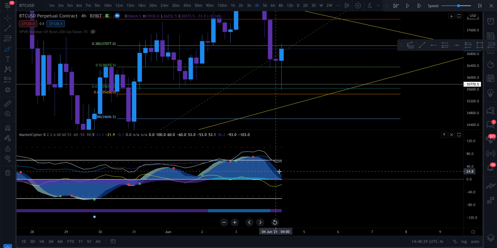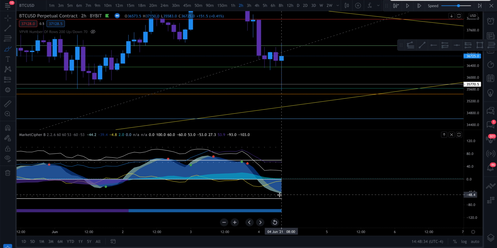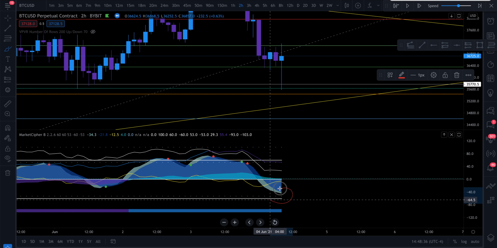We just dumped a lot. We're primed for a bounce. We come down to the 2 hour. What do we see? 2 hour about to print a bottom. 2 hour is about to print a green dot, okay?